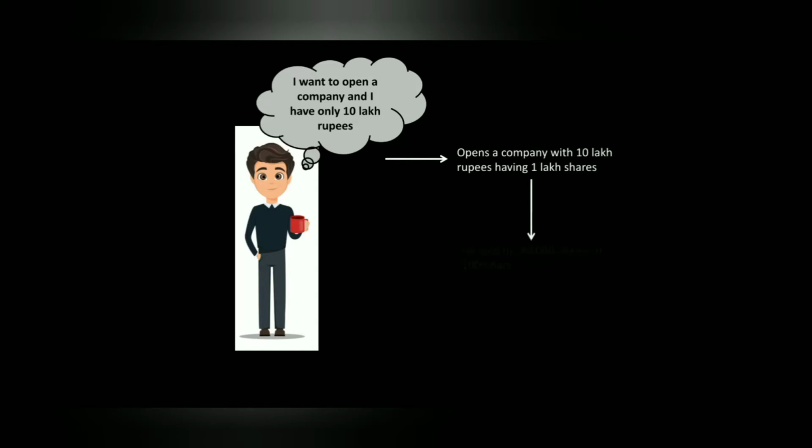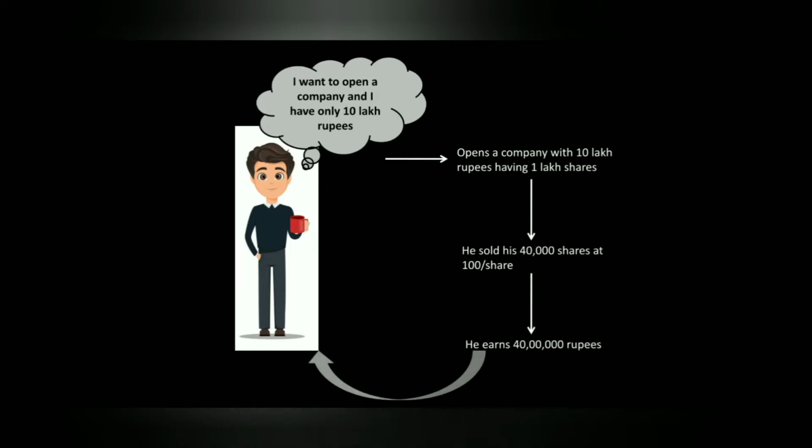But it's okay. Suppose there is a man who is a company holder and opens a company for 10 lakh rupees, and he bought 1 lakh shares. He sold 40,000 shares at 100 rupees per share. How much will he earn? 40,000 into 100, he earns 40 lakh rupees. Then he further invests those 40 lakh rupees in his company again, and this is called sale proceeds. I hope you have understood this.